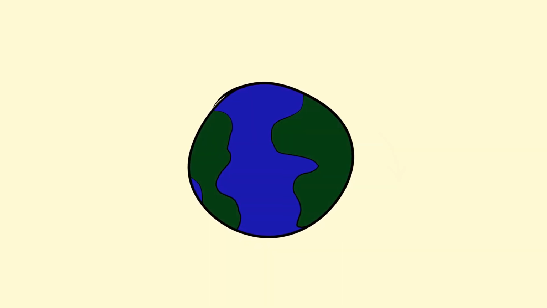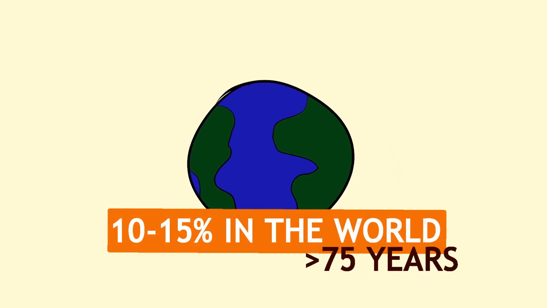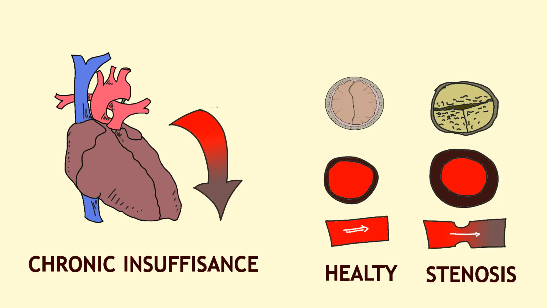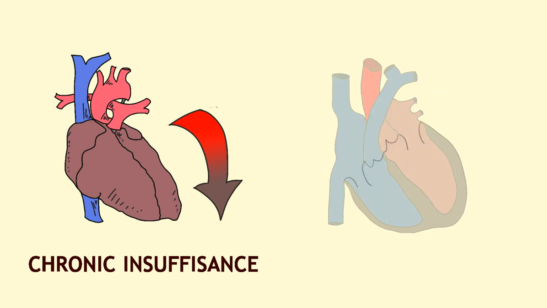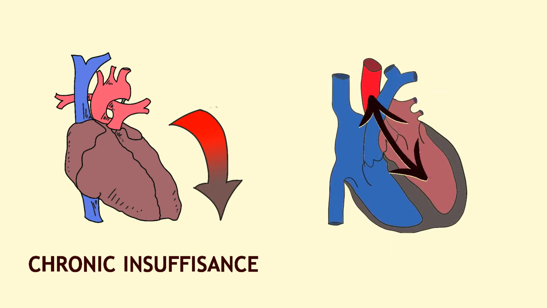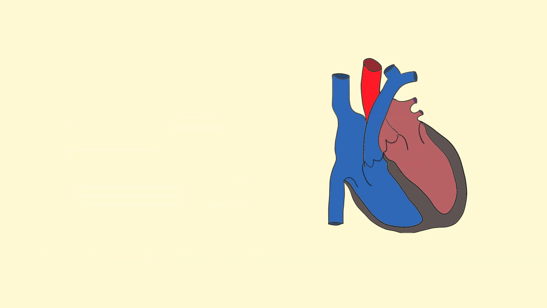Since these valves are so much solicited, problems can occur. Indeed, 10 to 15% of people over 75 years old are affected by heart valve disease. There are 2 main pathologies: chronic insufficiency and stenosis. The insufficiency is the inability of the valve to close during diastole. For example, chronic aortic insufficiency leads to blood going back and forth between the ventricle and the aorta. The ventricle must expel a larger volume in order to compensate backward circulation.